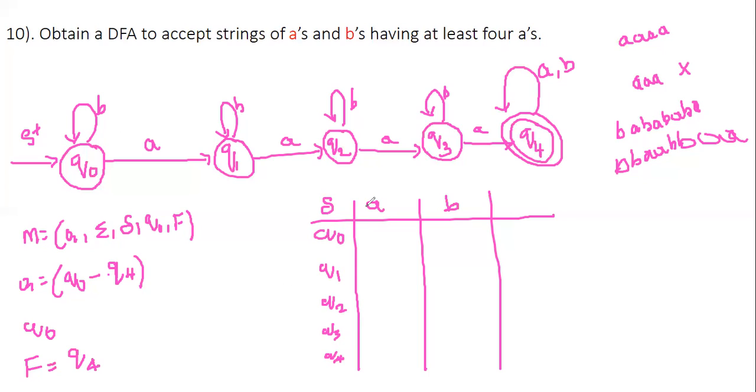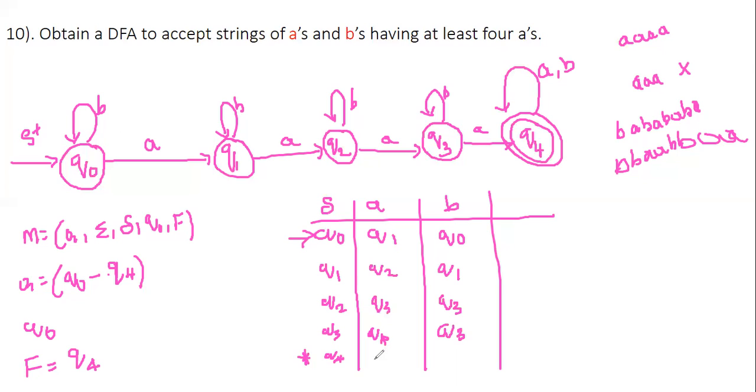Right? Q naught on receiving A, it will be going to Q1. Q naught on receiving B, it will be going to Q naught itself, a self loop. Here Q naught is the start state and Q4 is the final state. Then Q1 on receiving A, it will be going to Q2, right? Then for B, we have a self loop. What about Q2? On receiving A, it will change its state to Q3. On receiving B, it will remain in Q2 itself. What about Q3? Same, Q4 on A and Q3 exact self loop for B.